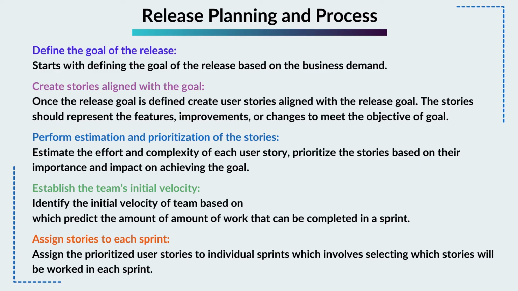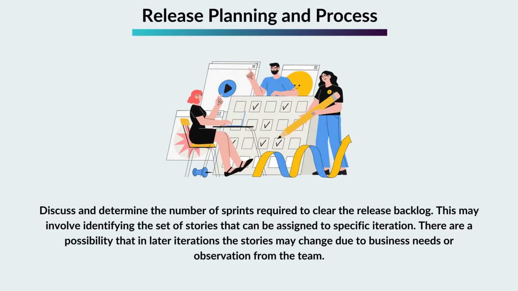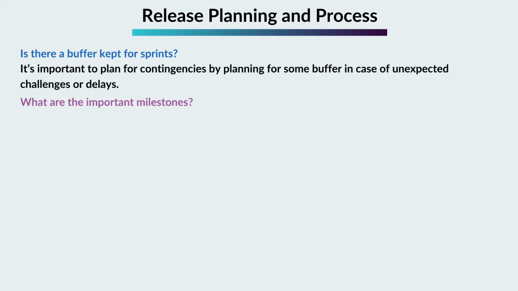Assign stories to each sprint, assign the prioritized user stories to individual sprints, which involves selecting which stories will be worked in each sprint. Discuss and determine the number of sprints required to clear the release backlog. This may involve identifying the set of stories that can be assigned to specific iteration. There is a possibility that in later iterations the stories may change due to business needs or observation from the team. A good planning includes answers to the below questions.